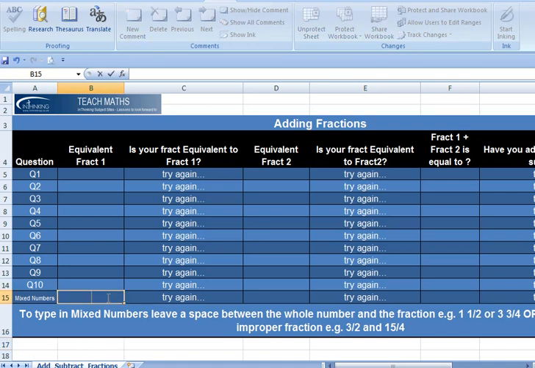You cannot click anywhere except where you're allowed to enter in data. So all of these columns, you're supposed to enter your answers in. And if you can't click on it, then you're not meant to do anything there.